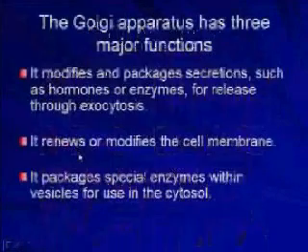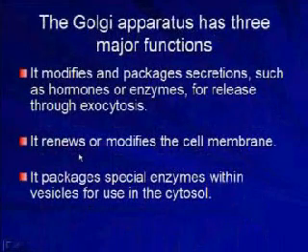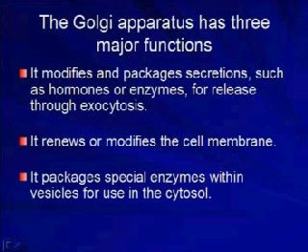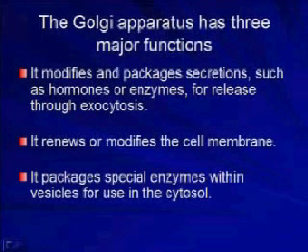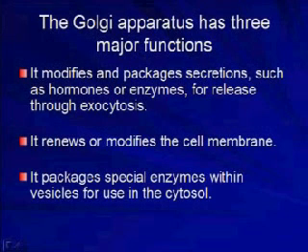Now, in the subsequent slide, we'll talk a little bit about the packaging of these particular enzymes and vesicles that form out of the Golgi apparatus. Now, the Golgi apparatus basically has three major functions. You should be familiar with the three major functions. It modifies and packages secretions such as hormones or enzymes, releasing them through exocytosis. It renews or modifies the cell membrane. It packages specialized enzymes within vesicles used in the cytosol.